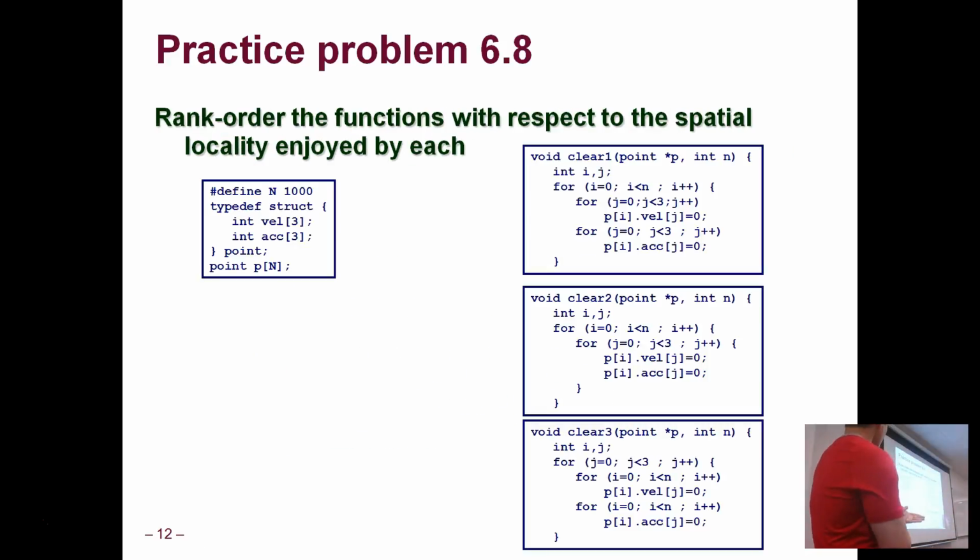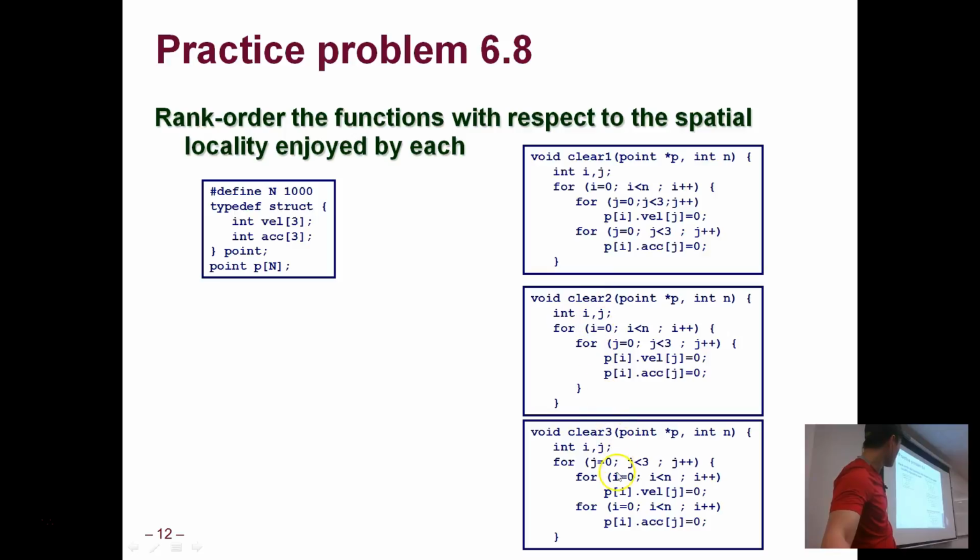Here's another one. Practice problem 6-8. Rank order the functions with respect to the spatial locality enjoyed by each. So here you have a struct that has a 3-dimensional velocity and a 3-dimensional acceleration for a particular point. And if you recall, the structs are stored contiguously. And within this struct, you have the velocity vector stored contiguously, followed by the acceleration vector stored contiguously.